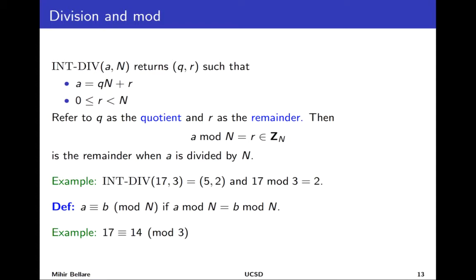Often we have numbers which may be large, but really the only thing we're interested in is their remainders modulo some other number n. So we use this notation to say a is equivalent to b mod n if when you compute a mod n and b mod n, you get back the same thing. So for example, 17 and 14 are equivalent mod 3 because 17 mod 3 is what, 2, and 14 mod 3 is also 2.